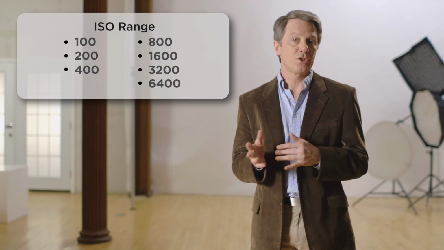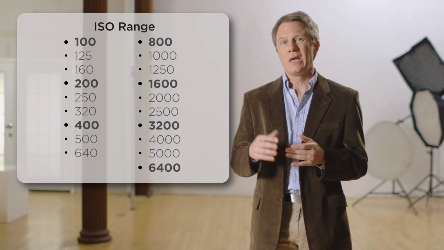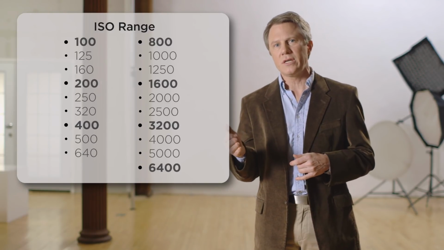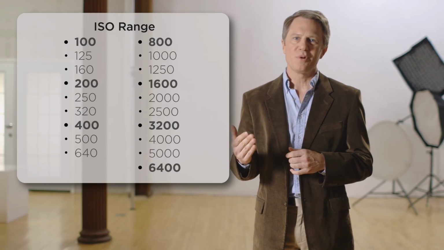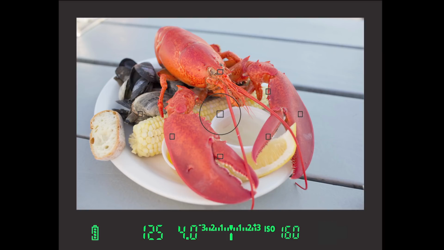So you'll see some additional numbers between these. So for instance, 125, 160, 250, etc. Just remember, the higher the number, the more sensitive your camera is. So like the other exposure settings on your camera, you can control ISO manually, or you can let the camera set it automatically. And you may already be thinking, is this something I really need to worry about? Can I just let the camera set the ISO and take care of that? Well, there's one little trade-off that you do need to be aware of.